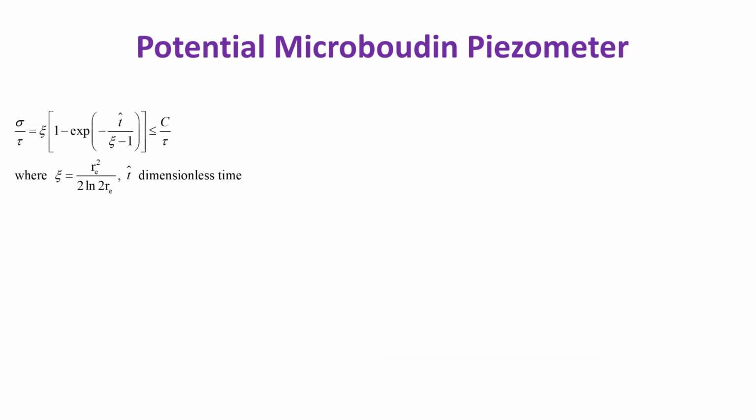The viscoelastic model I just presented for the development of microboudins has potential application for microboudin piezometry. The principal result is this one, expressed in this equation. The stress in the object normalized against the shear stress in the matrix is related to the shape of the object and the dimensionless time by this equation. If the stress in the object reaches the tensile strength of the object, microboudins will develop.